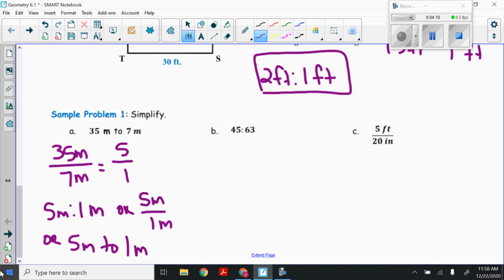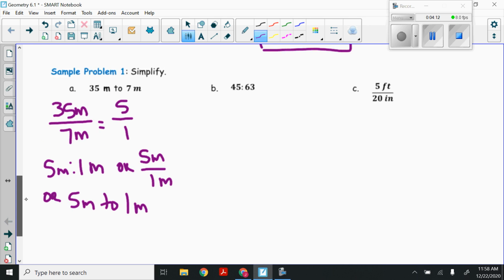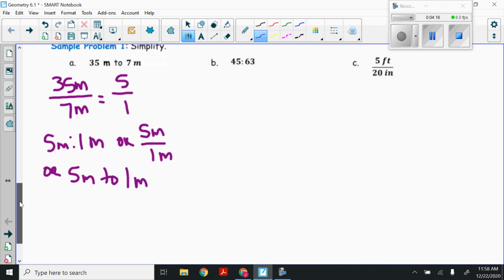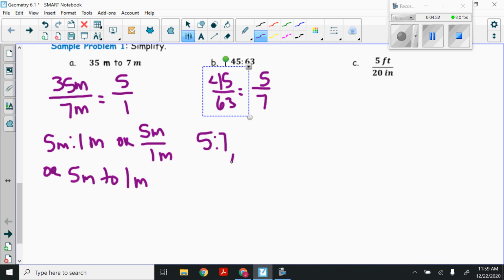So B, 45 to 63. We're looking at what's the biggest number that they both have in common. So 45 over 63. Then 9 will go into both of them. 9 goes into 45 5 times, and 9 goes into 63 7 times. So I could say 5 colon 7, I could say 5 over 7, or I could write out 5 to 7. No units were involved in this one, so we don't have to worry about that.